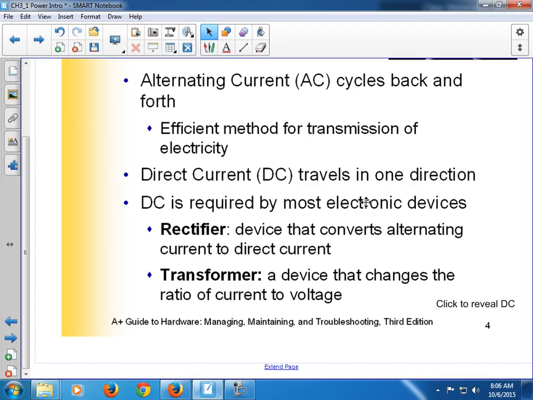Okay? So we've got alternating current that cycles back and forth. It's the most efficient method of transmission of electricity. I will ask you that question. What's the most efficient method of transmission of electricity? And you're going to say AC. Okay? And what do most electronic devices use? And that's DC, direct current. Okay, I guarantee you, I will ask you that question. There'll be a matching. There'll probably be a true-false.